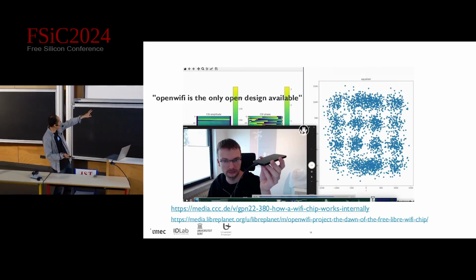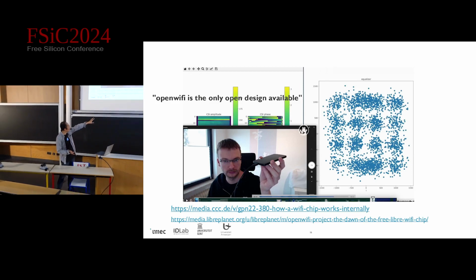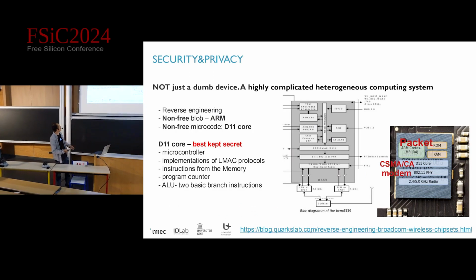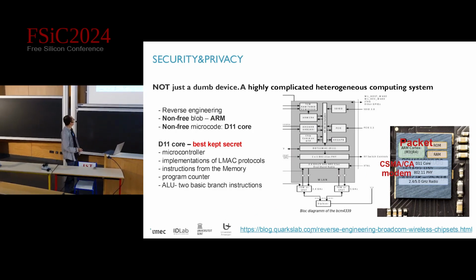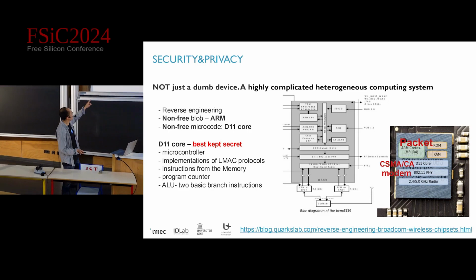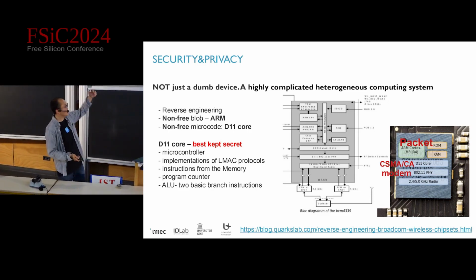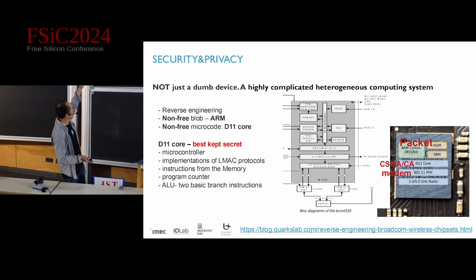And the second link is another presentation made by me for Liberated Planet 2021. Here are some real-world examples. This is a Broadcom Wi-Fi 4 chip. According to the reverse engineering, there is an ARM processor. There's a D11 core running the low-level MAC layer protocol there. There are also radio and RF. But of course, everything is secret. You need to do reverse engineering, and you can find more information on that link.